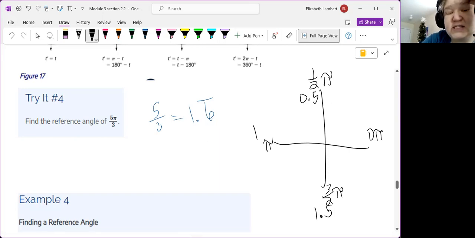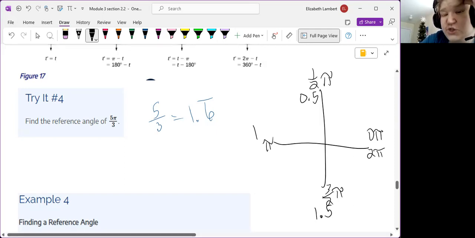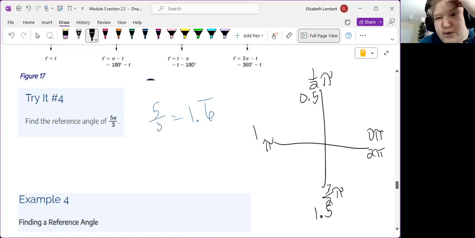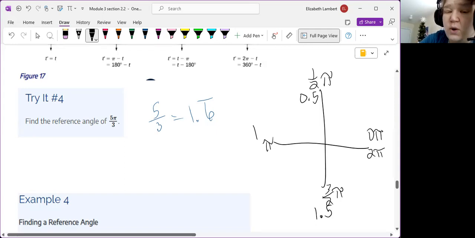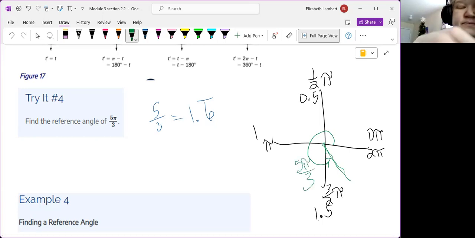So when I'm looking at my decimal here, 5/3, and then underneath the axis, I'm going to write the 2 pi, just because it helps to see the whole cycle finish out to a number. So where's 1.6? 1.6 is between 1.5 and 2. So that is where this angle is. So there is 5 pi over 3. And I want to know what's the reference angle.